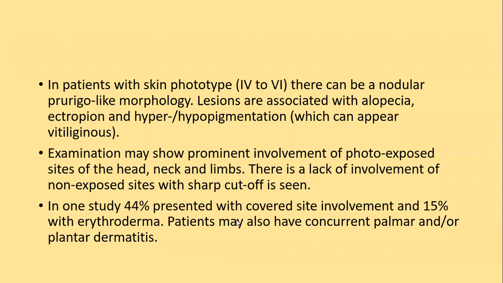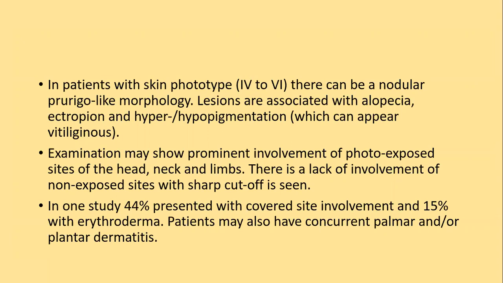In patients with skin phenotype 4 to 6, there can be nodular prurigo-like morphology, and the lesions are associated with alopecia, ectropion, hyper and hypopigmentation, which can appear vitiliginous. Examination may show prominent involvement of photoexposed sites of the head and neck and limbs, and there is lack of involvement of non-exposed sites with sharp cutoff.